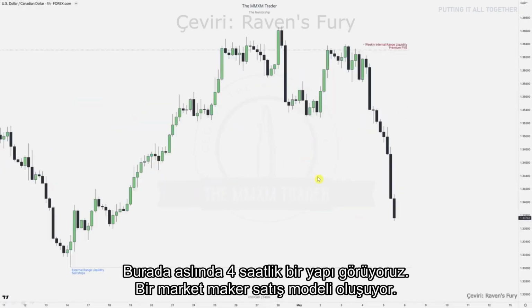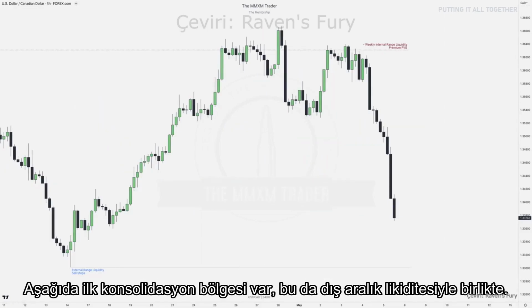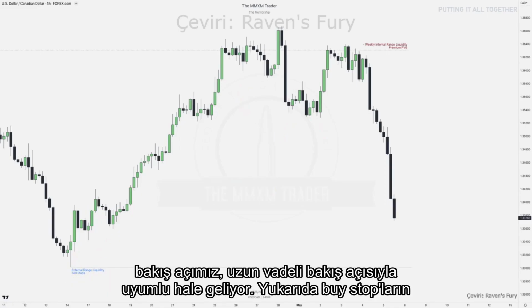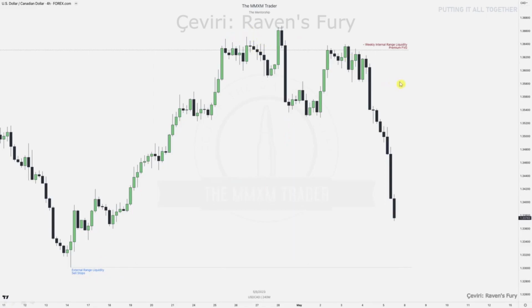So over here, we actually have a 4-hour structure, right? We've got a market maker sell model forming with our original consolidation down here with external range liquidity, those sell stops, right? We wait for a break of structure. So our intermediate term perspective is in line with our long-term perspective. We can see those buy stops ran up here, right?